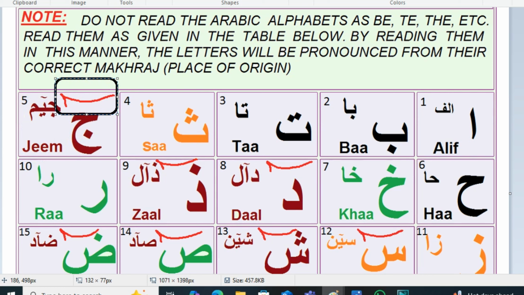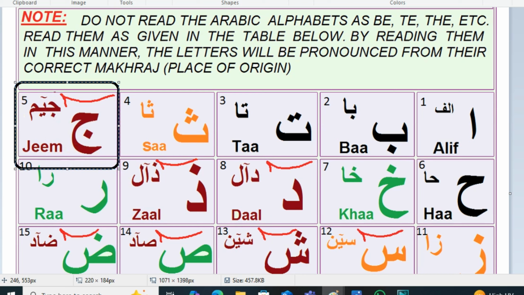Now you tell me how much you will long it for, because it doesn't have two A's. Okay, so we will long it for 5 seconds. Why? Because it has the mad sign. It is the red sign, the name is mad sign. That sign comes to long that sound for 5 seconds. So we will long the Jeem sound for 5 seconds. Jeem. Okay, now keep in mind.